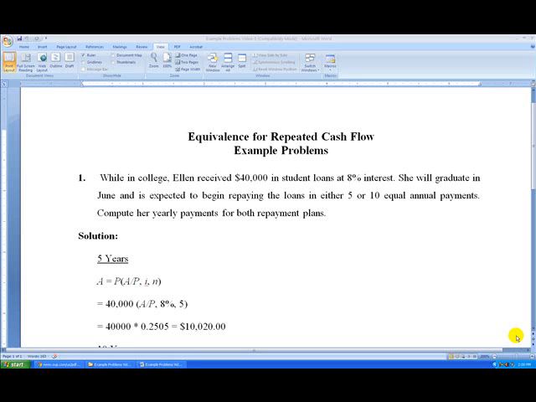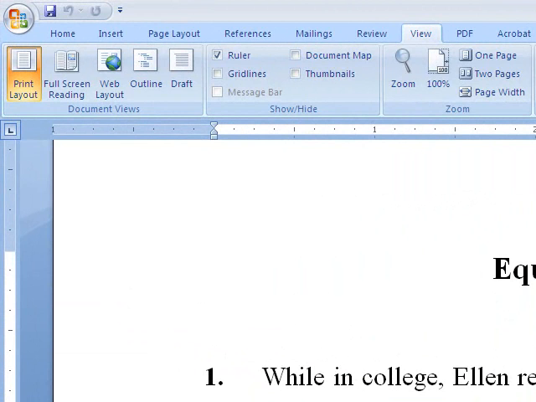Hi students, today I am going to discuss two problems that are based on chapter 4 from your book. Chapter 4 is equivalence for a repeated cash flow. So basically this chapter talks about the problems that are modeled by the uniform series compound interest formulas. That means if you have a repeated cash flow of a repeated nature, how can you convert the whole cash flow for multiple periods? Maybe it's annual or maybe it is monthly, but the idea is to convert the repeated cash flow into its present value or into its future value depending on the problem statement, right?